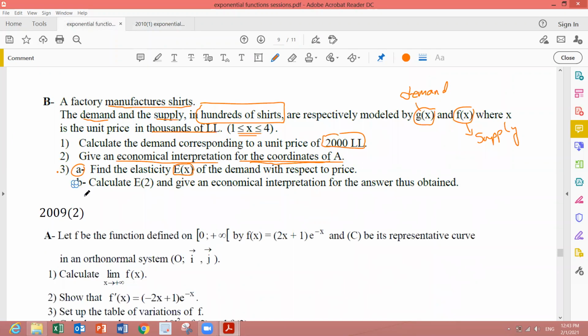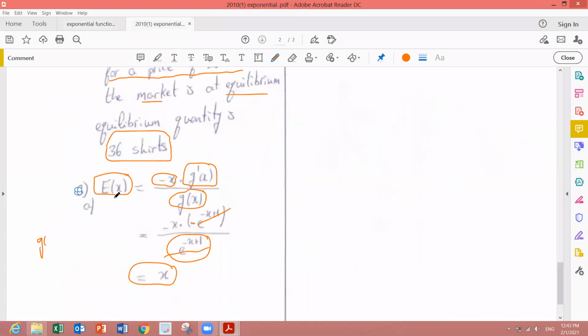Part B, calculate E of 2. Give an economical interpretation for the answer thus obtained. How much does E of 2 come out? It should be 2. E of 2 equal to what? What is the economical interpretation? By 1%, demand will decrease by 2%.